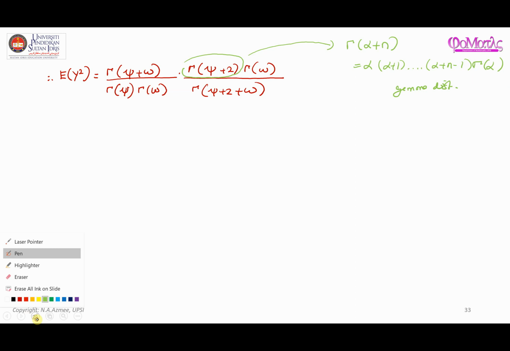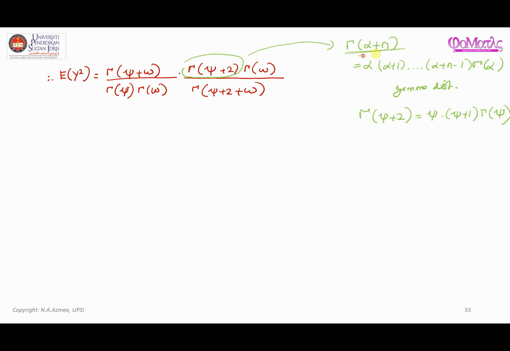So if we have gamma of psi plus 2 in this case, this is the same thing as having psi times psi plus 1, and then gamma function of psi. So that's the result. Where do I get this result from? This property comes from the idea of gamma function in that video of gamma distribution, so go back and check it out. Now how about this one? How can you simplify that further?